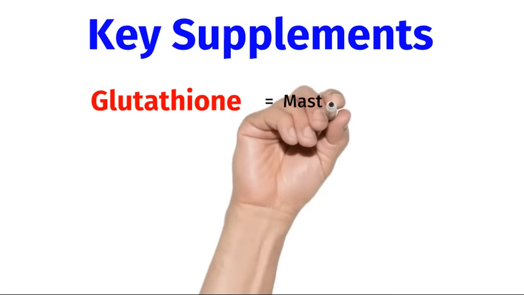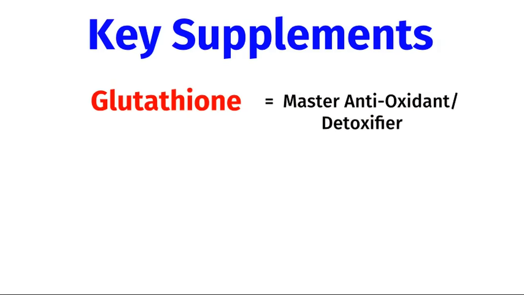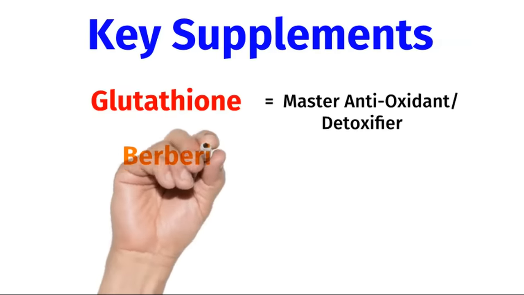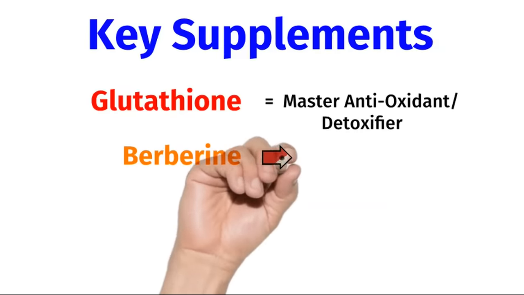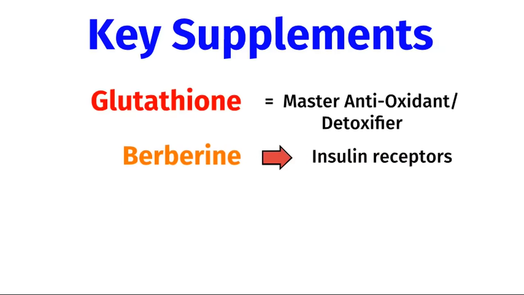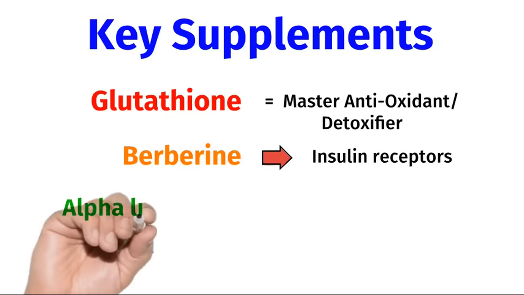Here are some key supplements that are great for your liver. Glutathione is the master antioxidant or detoxifier for all the cells in your body, but especially your liver cells. Berberine is my favorite supplement for activating insulin receptors. So berberine comes from bright red berries and the capsules from berberine are bright yellow in color. They're also really anti-inflammatory.